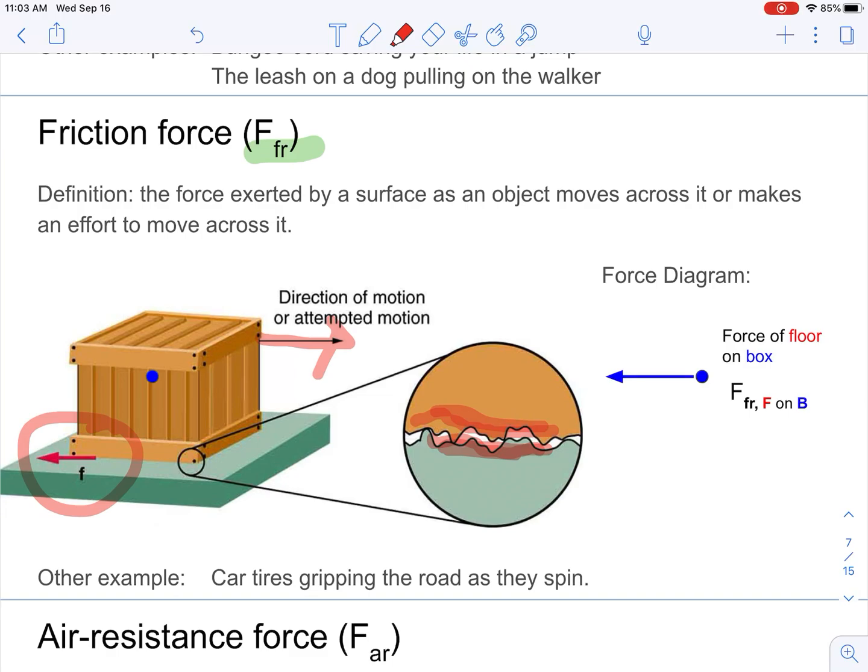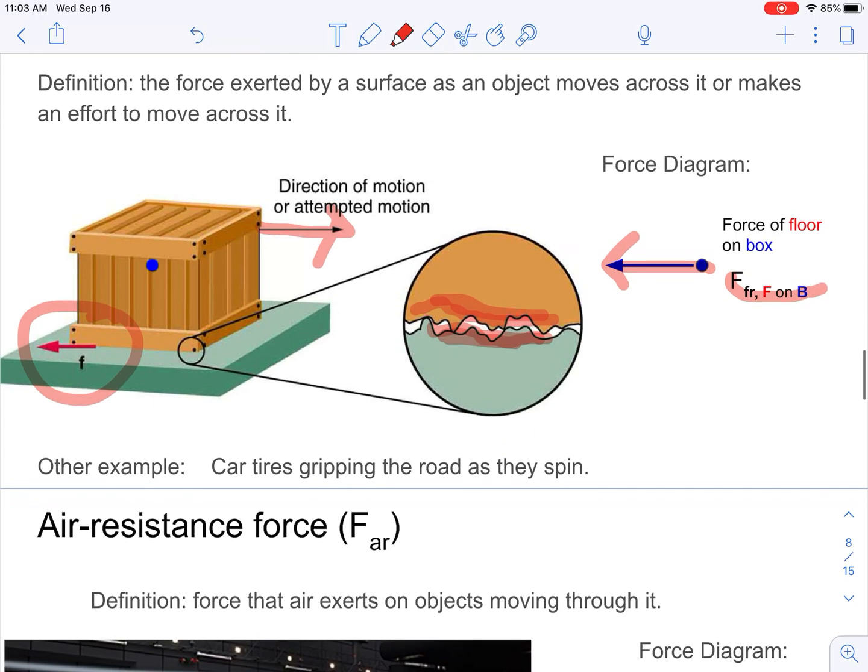So because the box is being pulled to the right, there's going to be a friction force to the left. We can draw that as a force diagram, and we can label it force of friction of the floor on the box. Another example would be car tires gripping the road as they spin.